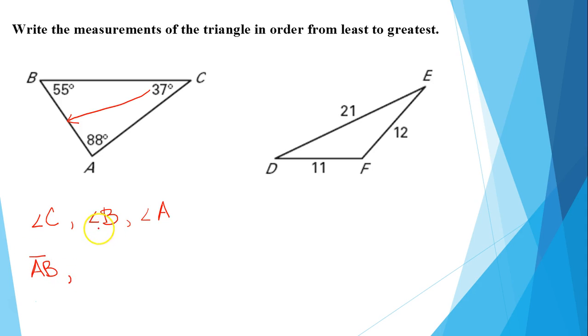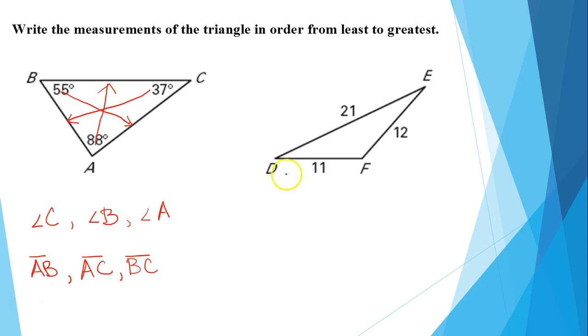And then the side opposite of angle B is AC. List that one. And the side opposite of A is BC. And there, we're done with that. So we listed the angles in order and we listed the side lengths in order.